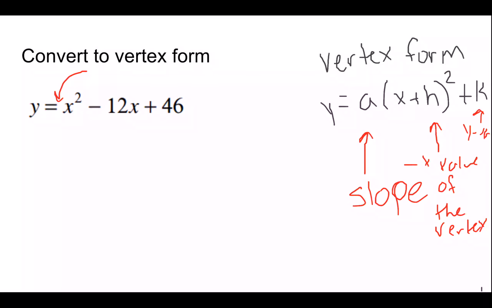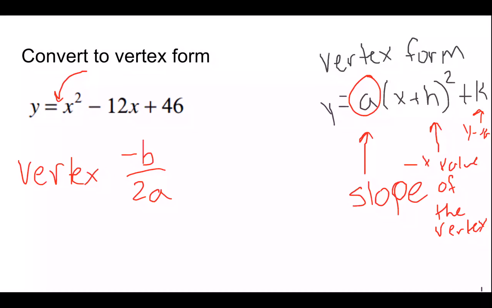So that's it. So for this, all we're going to do is make this the same as that in front of here. We're going to make h the x value of the vertex and k the y value of the vertex. And if you remember before, the vertex in standard form is negative b over 2a.